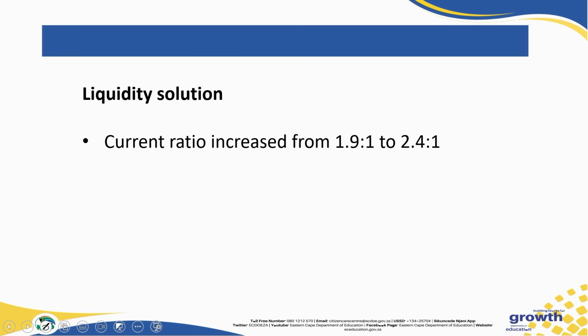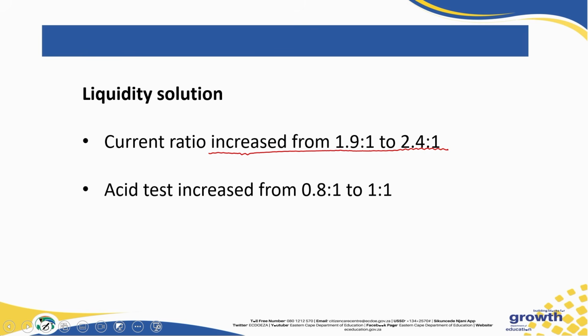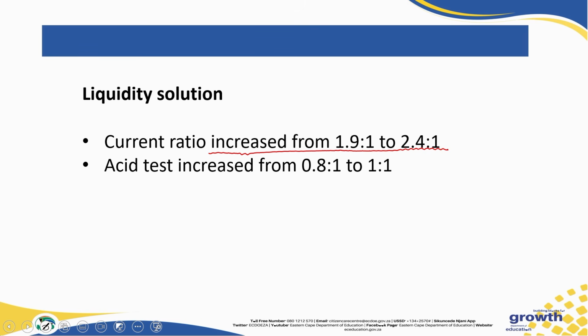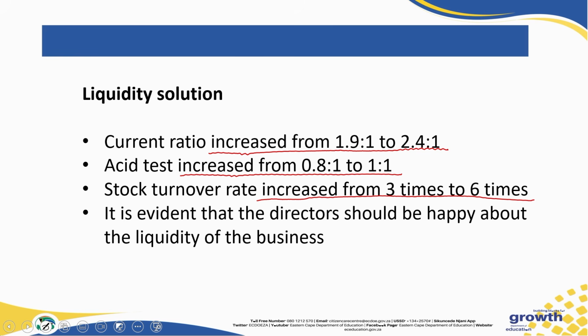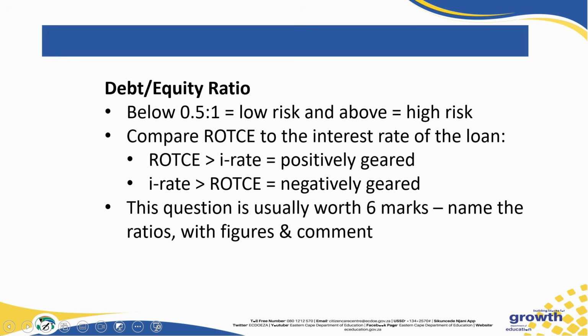The first one, our current ratio increased from 1.9 is to 1 to 2.4 is to 1. Our asset test ratio also increased from 0.8 is to 1 to 1 is to 1. Then lastly, our stock turnover rate also increased from 3 times to 6 times a year. So what this means is that it is evident that the directors should be happy about the liquidity of our business. Then we have a look at our debt equity ratio.